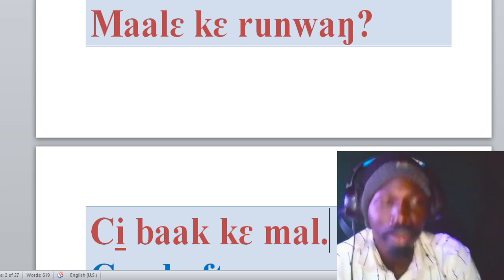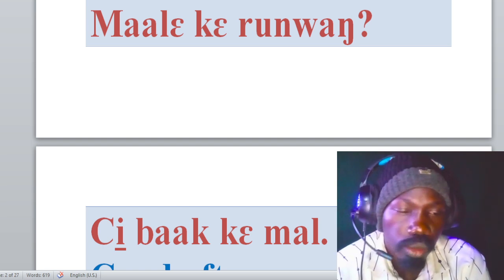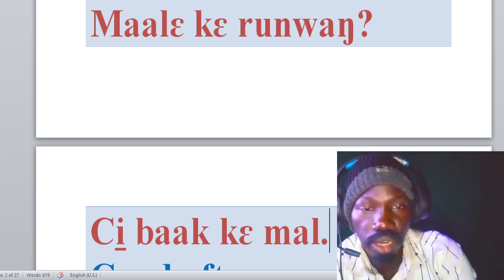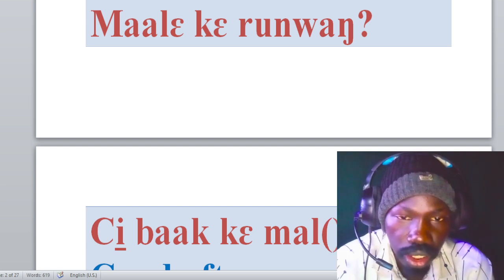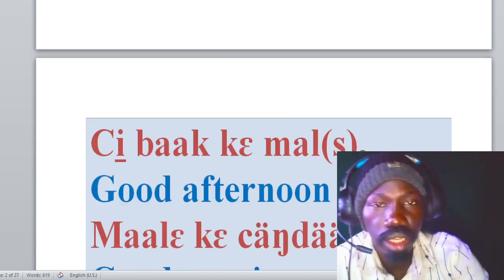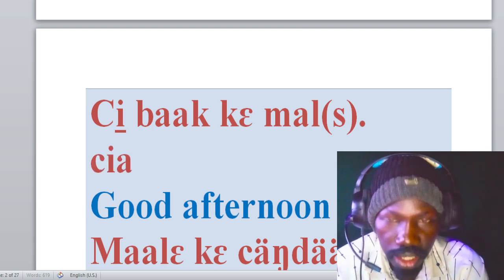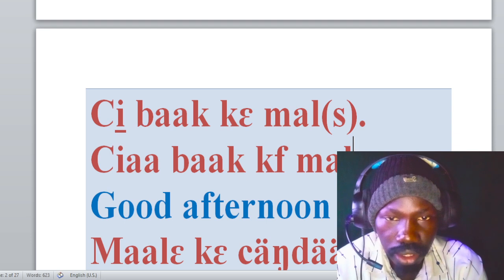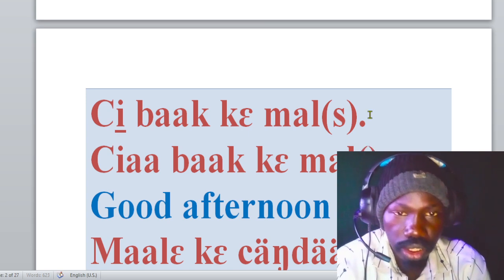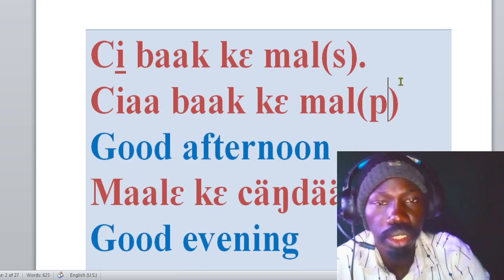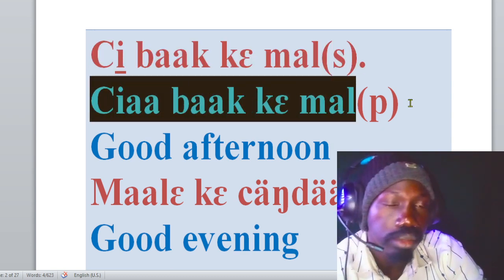Like good morning, you can say shibaka mal. Remember this. It only works for addressing an individual, just one person. We can indicate it by s, which is singular. When people are many, you can say Shabak Kamal. Okay, this is plural. We can put p on it. So Shabak Kamal means good morning.